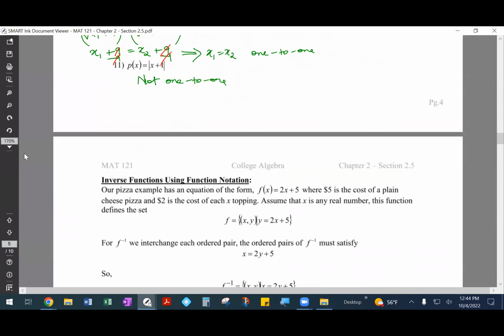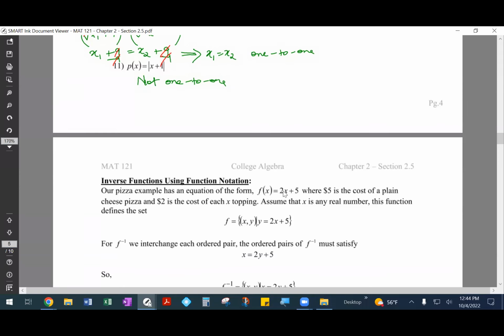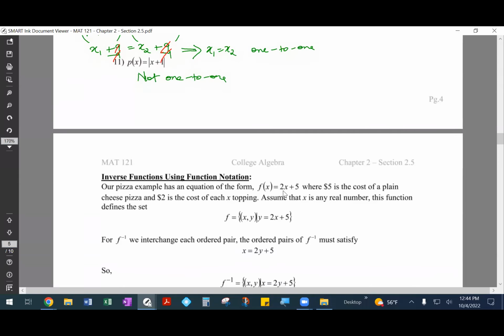So if x represents the number of toppings for our pizza, we know if you had 0 toppings, that would be 0 times 2, which becomes 0. So your cheese pizza is just $5. And then depending on the number of toppings, you keep adding $2 to your total cost.